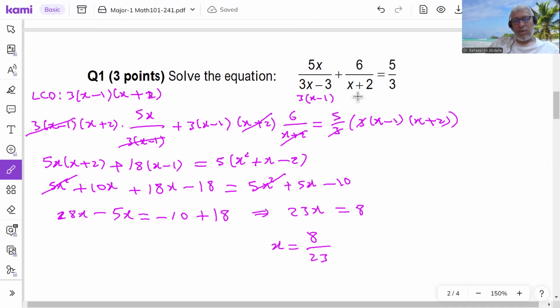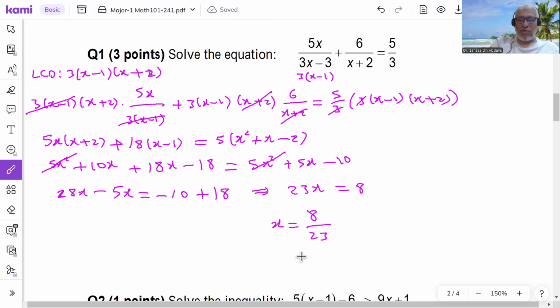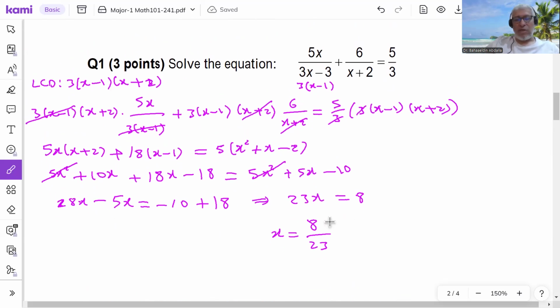If you get the answer x equals negative 2 or x equals 1, then I'll say that this answer is rejected and no solution. But here in this question, this is the solution. x is 8 over 23. And you can check that your answer is correct by replacing x by 8 over 23 using the calculator and checking that the left-hand side will give you 5 over 3.